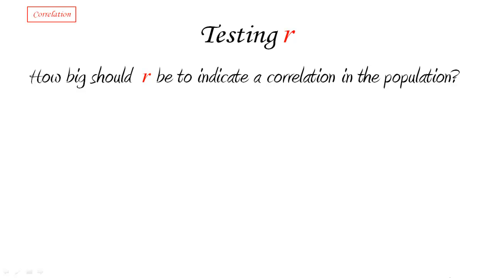In particular, how big should the correlation coefficient that we get in a sample be to indicate that there is a correlation in the population, to convince us that in fact that large correlation coefficient comes from the existence of a pattern in the population and it's not peculiar to our sample? Well, this is a bit of a tricky question, and here is another one where we need to be quite careful.